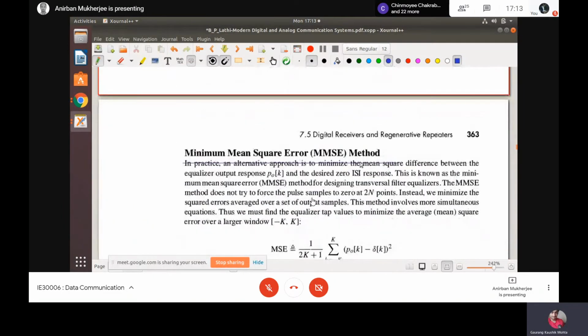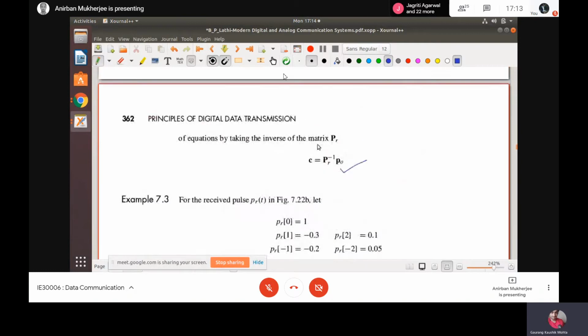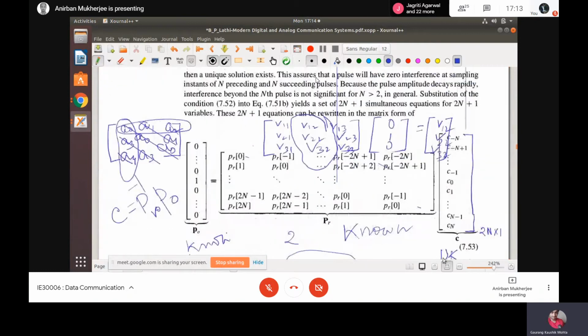Next is the minimum mean square error equalizer. Now in this minimum mean square error equalizer, what we are trying to do, basically, is this: if you remember, we are taking minus N to plus N. What is the number of data points if you consider? That means it is a 2N plus 1 by 2N plus 1 matrix, from minus N to plus N.